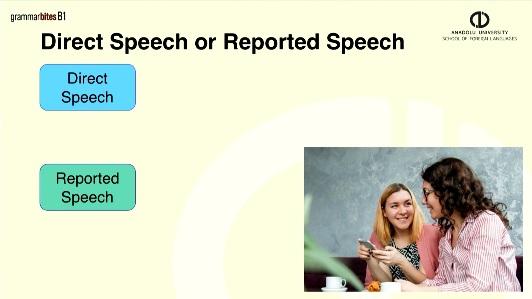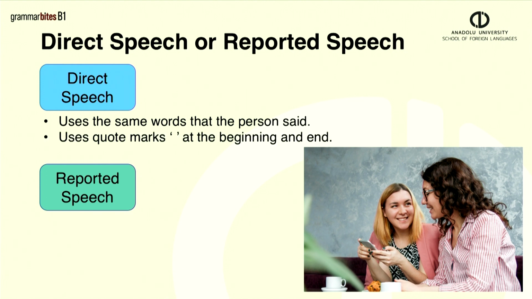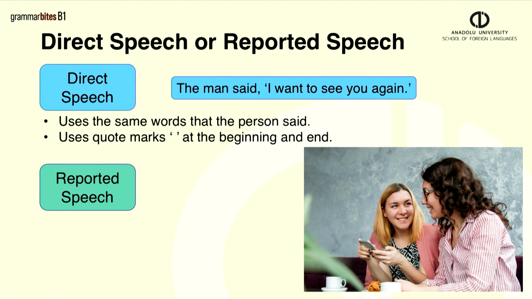If we use direct speech, we need to use the same words that the person said. And we need to use quote marks at the beginning and the end of the sentence. This is very common in written stories. Here is the direct speech of the voice message. The man said, "I want to see you again."